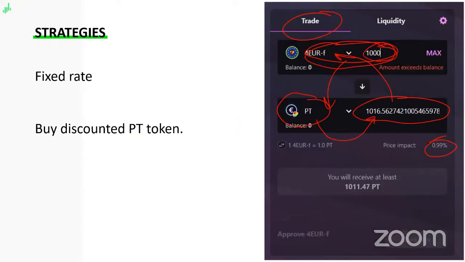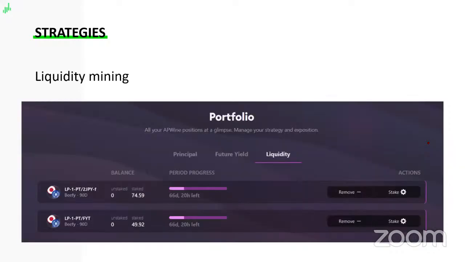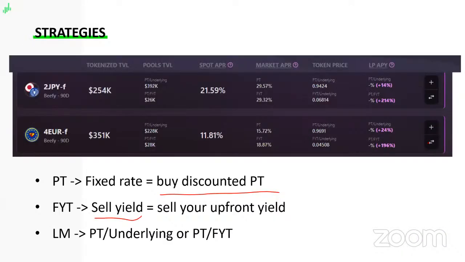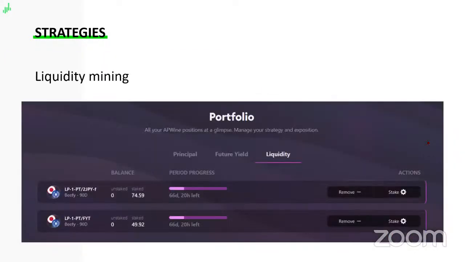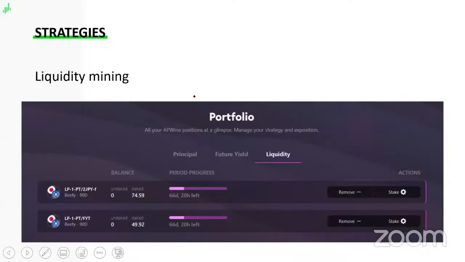Then I think I missed a slide. Okay, so I will have to show it to you on the application. I wanted to show you the slide of when you sell your token, so I will show it directly on the application. Another strategy is the liquidity mining. So when you go on the portfolio and you go on liquidity, you will be able to add liquidity.